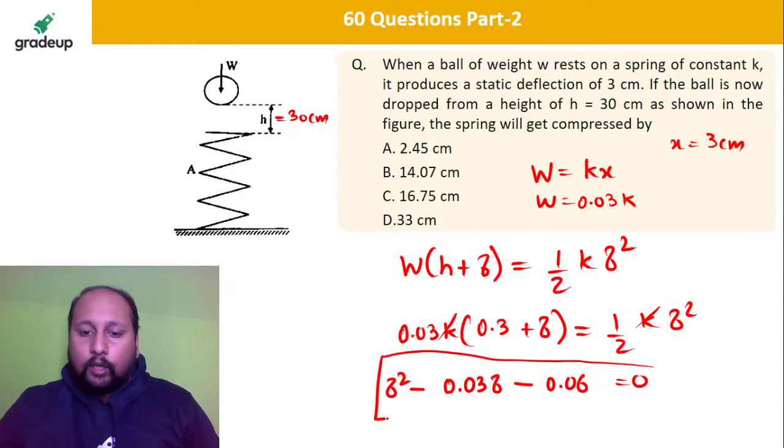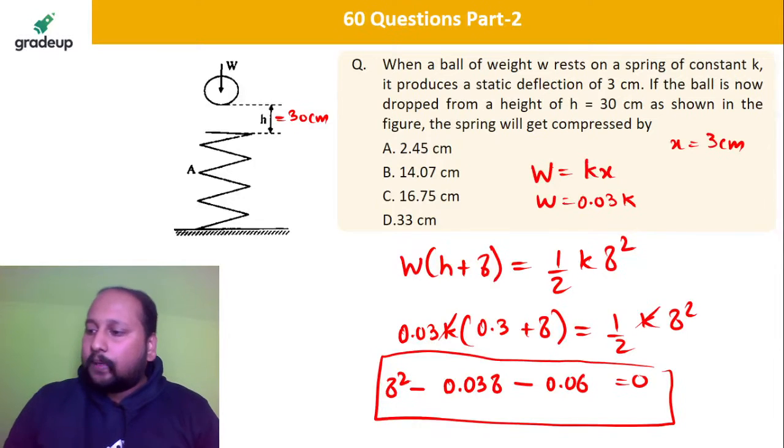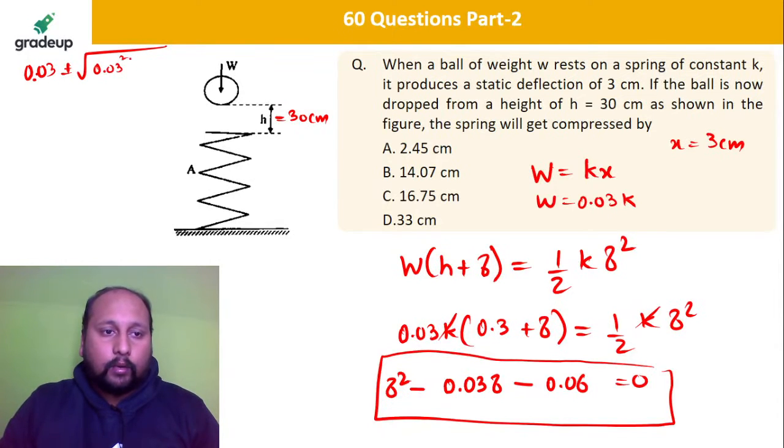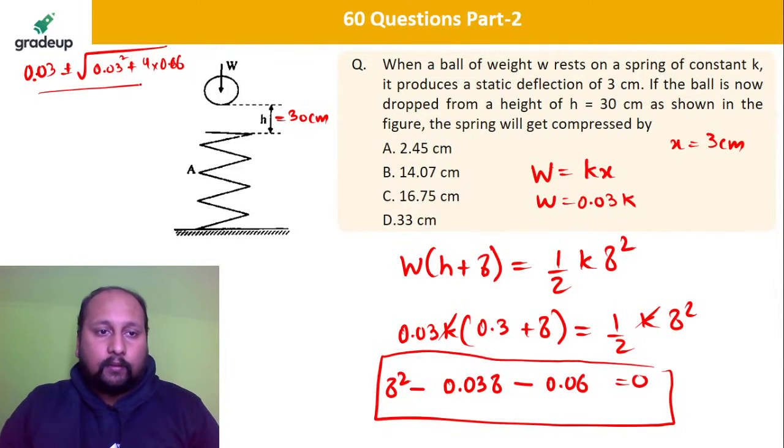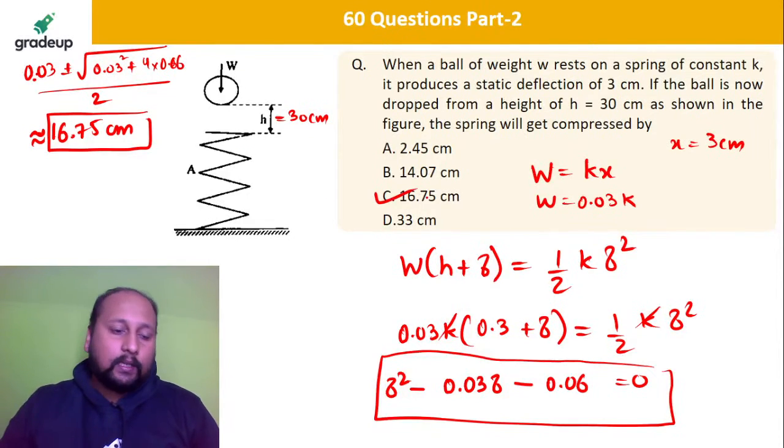Quadratic equation. Use b square minus 4ac by 2a, and you will be getting the exact value of delta. So we will be having minus b, that is 0.03, plus minus under root 0.03 square plus 4 into 0.06, divided by 2. Solve it and tell me. You will be getting approximately 16.75 centimeter. If you convert it into centimeter, you will be getting 16.75, option C.